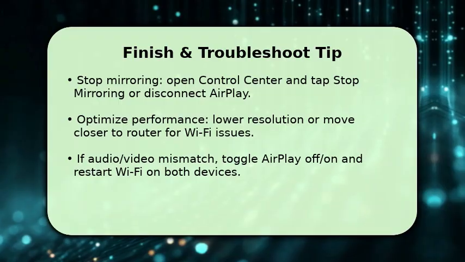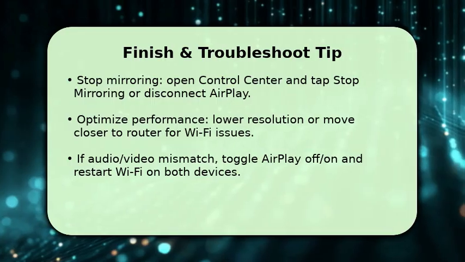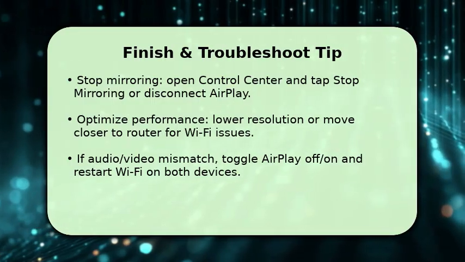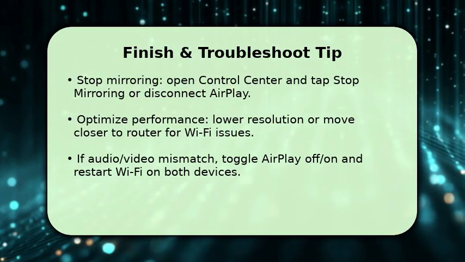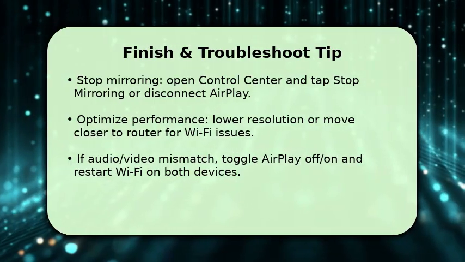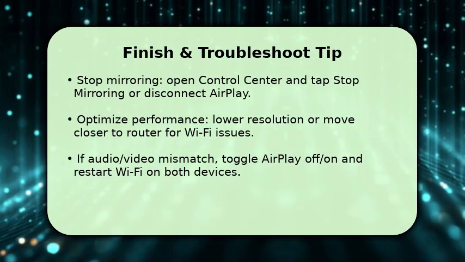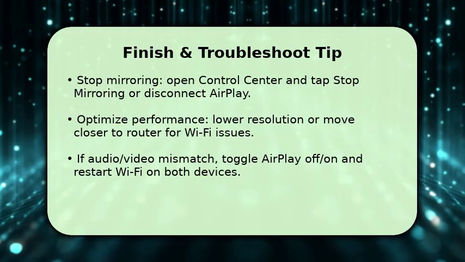If performance is poor, lower the streaming resolution or move nearer to the Wi-Fi router and consider using a 5 GHz band for less interference. One key troubleshooting tip: if video lags or audio is out of sync, toggle AirPlay off and on, then restart Wi-Fi on both devices. That usually clears handshake problems without deeper changes.